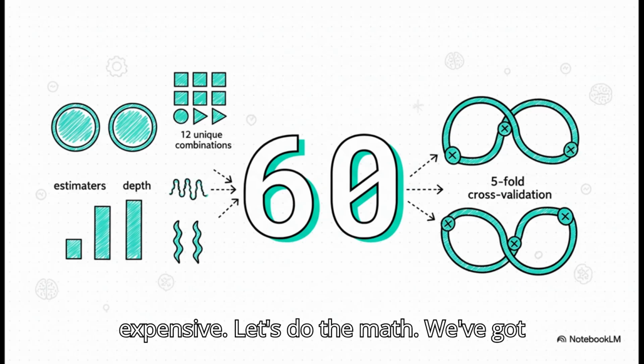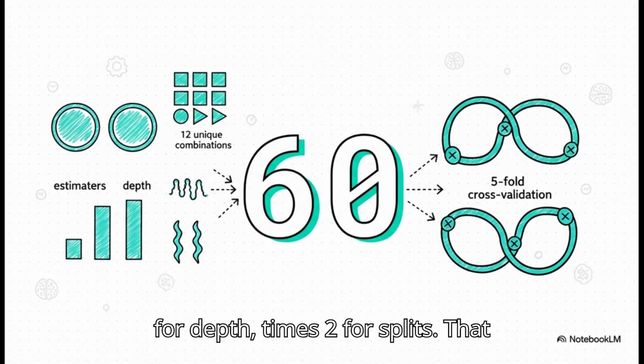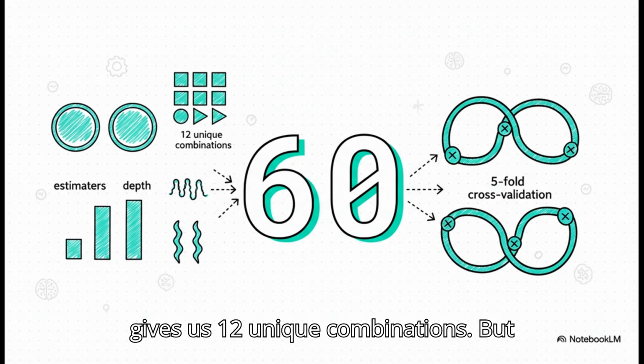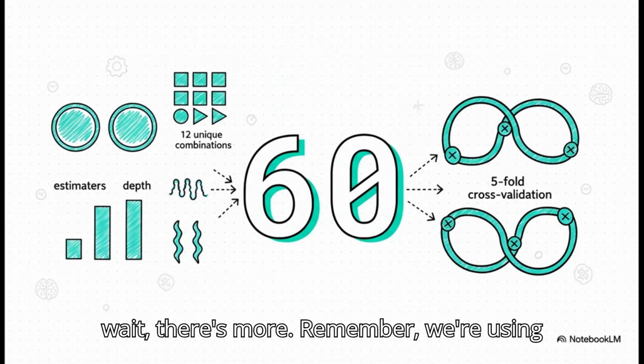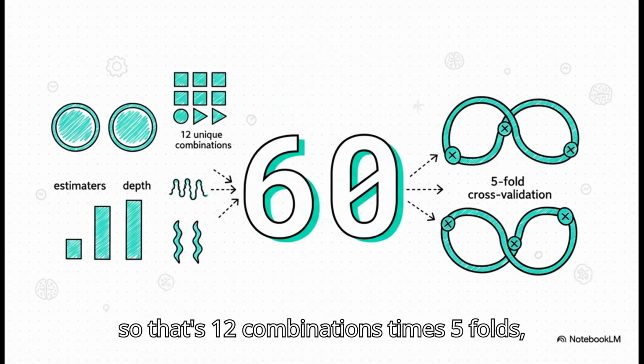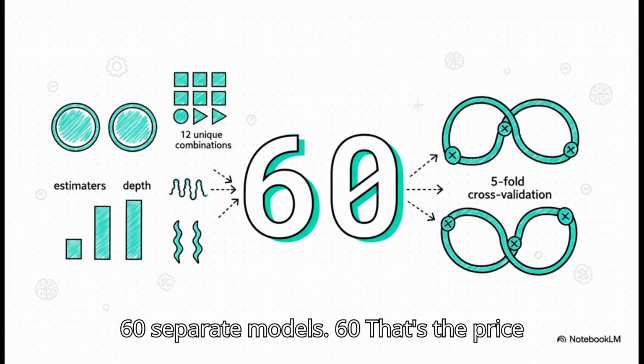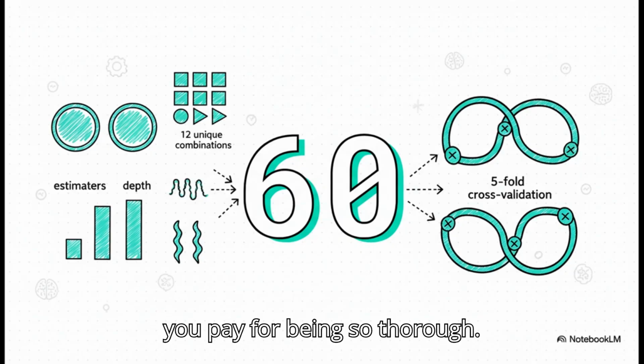Okay, but here's where it gets really interesting and kind of expensive. Let's do the math. We've got 2 options for estimators, times 3 for depth, times 2 for splits. That gives us 12 unique combinations. But wait, there's more. Remember, we're using 5-fold cross-validation for each one. So that's 12 combinations times 5 folds, which means we are training and evaluating 60 separate models. 60! That's the price you pay for being so thorough.